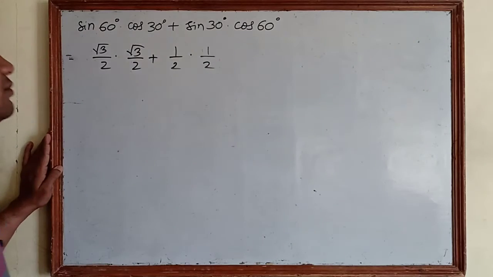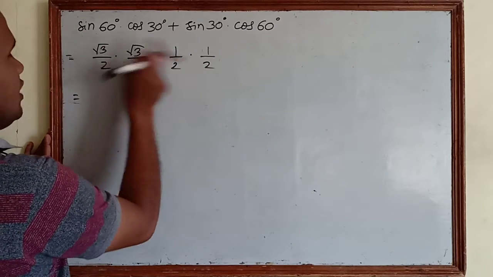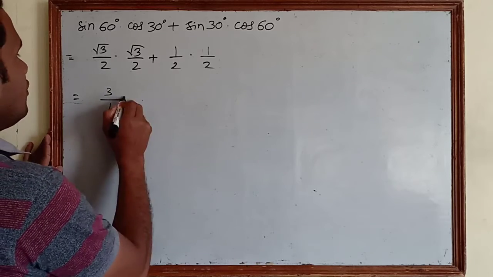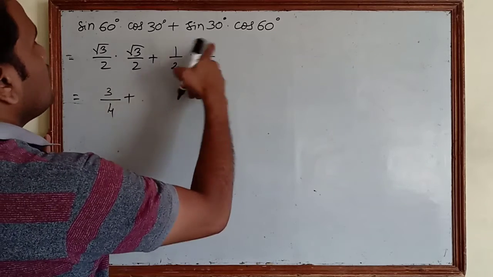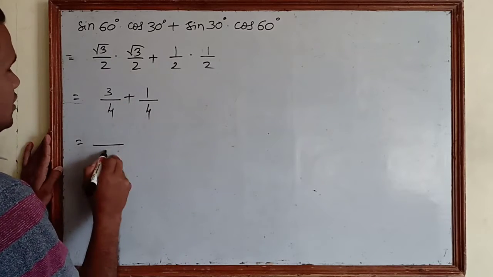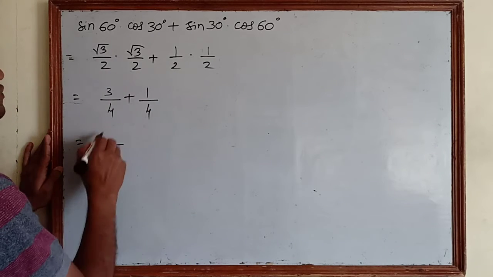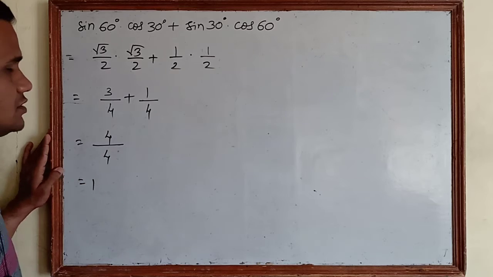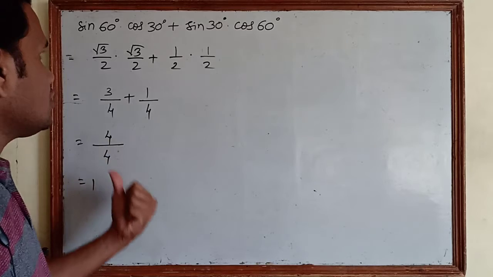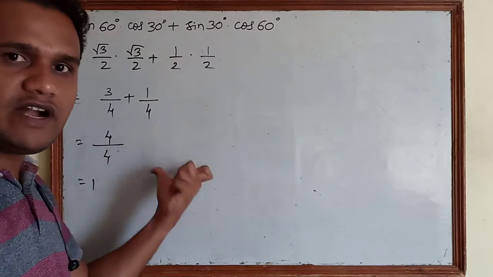It is again 1 by 2. So multiply them. Root 3 into root 3 is 3. 2 2s are 4 plus 1 into 1 is 1. 2 2s are 4. So they have the same denominator. 3 plus 1 is 4. 4 by 4 is 1. Solved. So easy it is. This is the solution of question number 1. Okay, write down that.